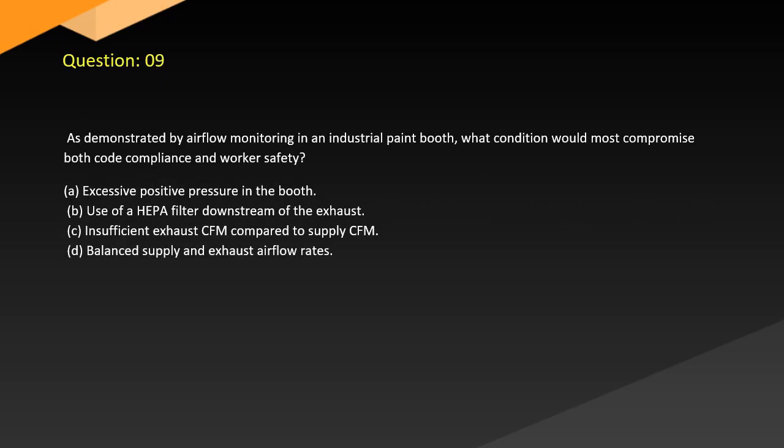Question 9. Demonstrated by airflow monitoring in an industrial paint booth, what condition would most compromise both code compliance and worker safety? A. Excessive positive pressure in the booth. B. Use of a HEPA filter downstream of the exhaust. C. Insufficient exhaust CFM compared to supply CFM. D. Balanced supply and exhaust airflow rates.